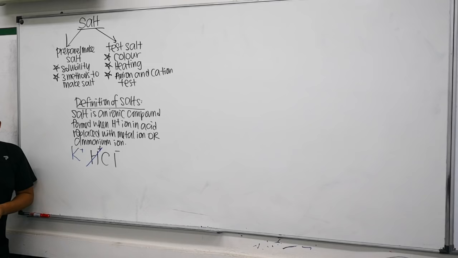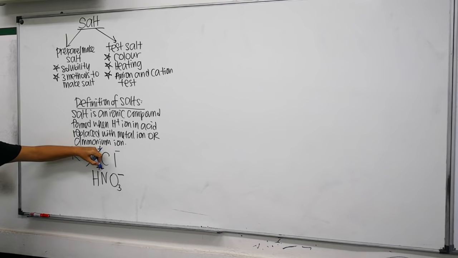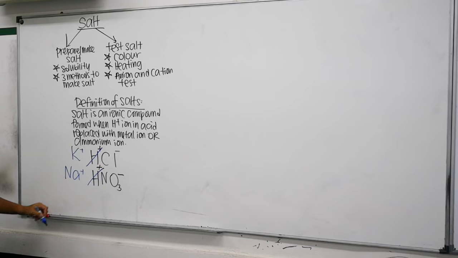Vice versa, say you give me nitric acid. I know nitric acid has H plus and NO3 minus. I change the H plus of the acid with another metal, let's say sodium. So I get something called sodium nitrate. That is a salt.